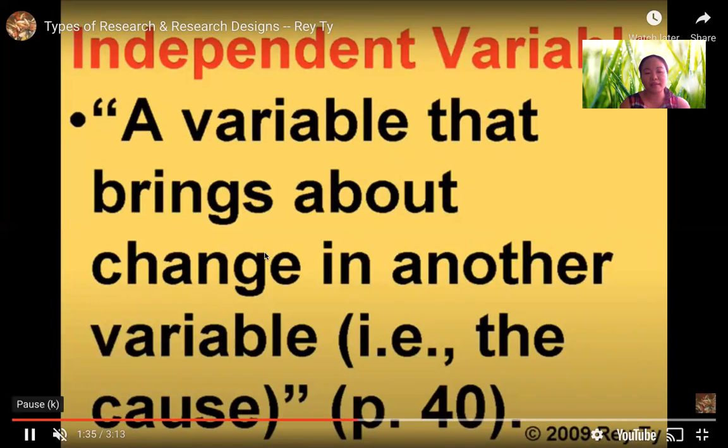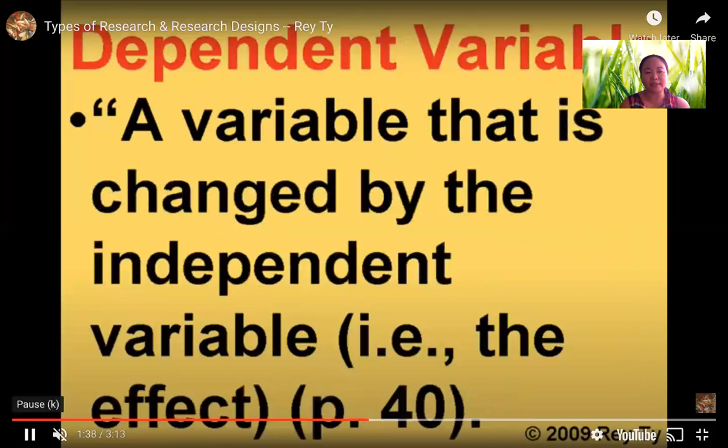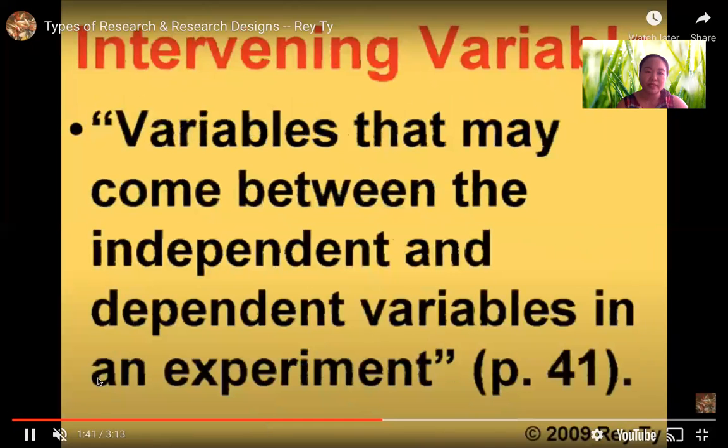While the dependent variable naman is a variable that is changed by the independent variable. So yun yung data na kukunin mo, like the yield, no? So yung treatment, yun yung independent variable. So there are also what we call intervening variables, or the variables that may come between the dependent variables in an experiment. So it could be the weather or anything, maka-cause ng disruption. That's why it's an intervening variable.